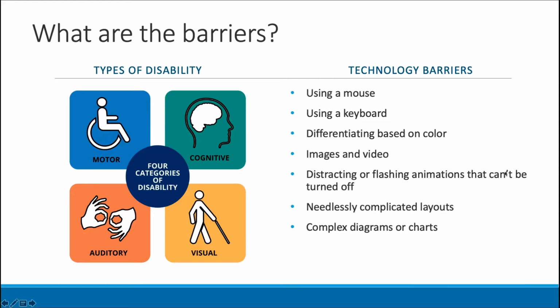And so there are several barriers in the technology we use that a person might have to deal with. Using a mouse might be a barrier that someone faces. Using a keyboard can be difficult. Differentiating different items based on color. Images and video. Video can be challenging not only in the visual sense, but also in the auditory sense. Distracting or flashing animations that can't be turned off. Needlessly complicated layouts. If there's just too much information on the screen at one time, it can be very difficult to process. And then complex diagrams and charts.